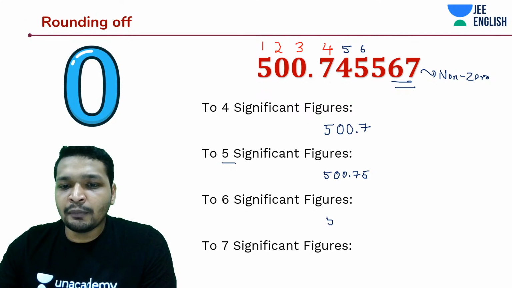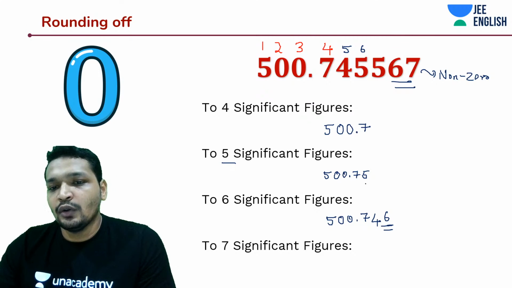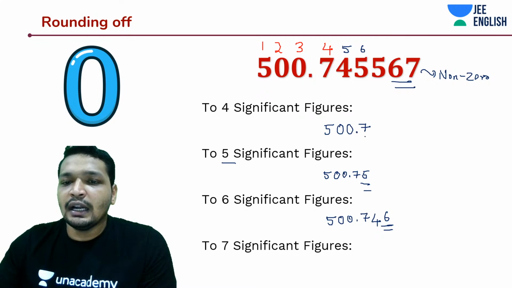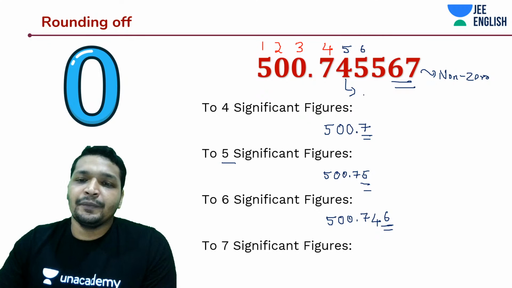So now when I round it off to the 6th significant figure, what am I going to write? 7 4 6. Here it was rounded off to 5, and here we just kept it as 7, since this is less than 5, right?